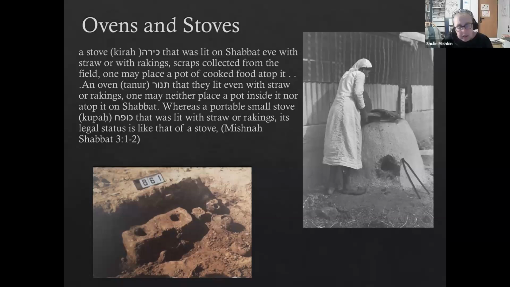An oven, I want to read in the Hebrew and then we'll translate. A tanur that they lit even with straw may not place a pot either inside it or on top of it on Shabbat. A kupach that was lit with straw rakings, its legal status is like that of a stove. Okay, so what are these three things? The tanur is the easiest to understand. Tanur was used throughout the ancient world, and even today, there are places that still use them. Okay, it's an oven. You can see it on the right here. This is a relatively recent picture, 70, 80 years ago.